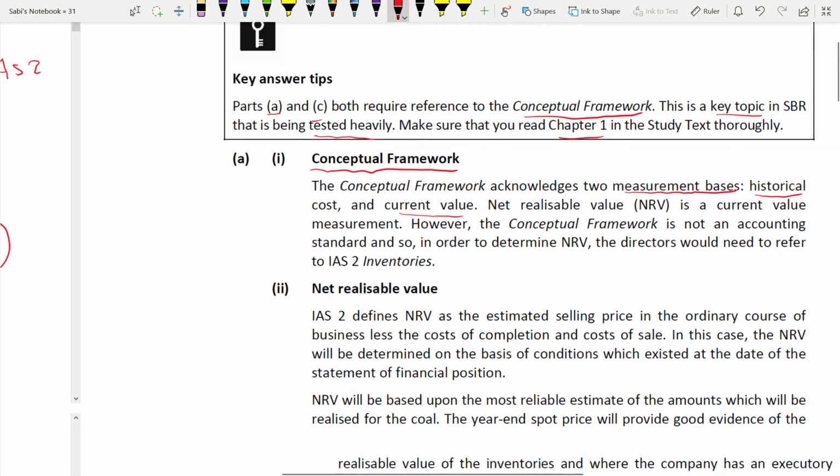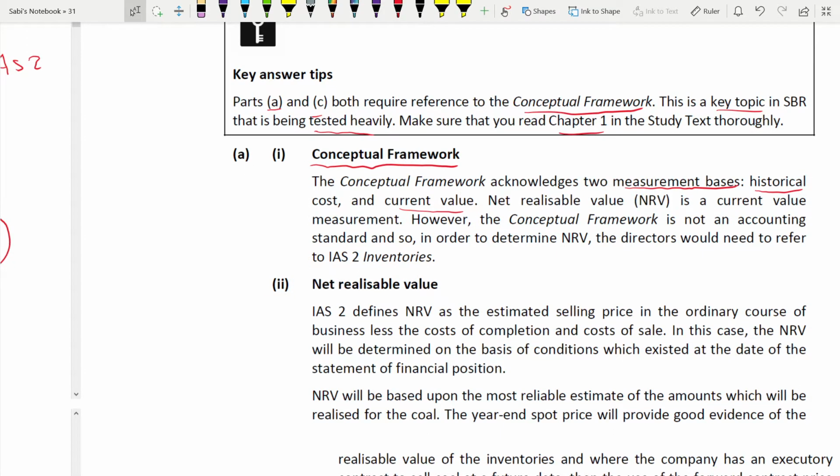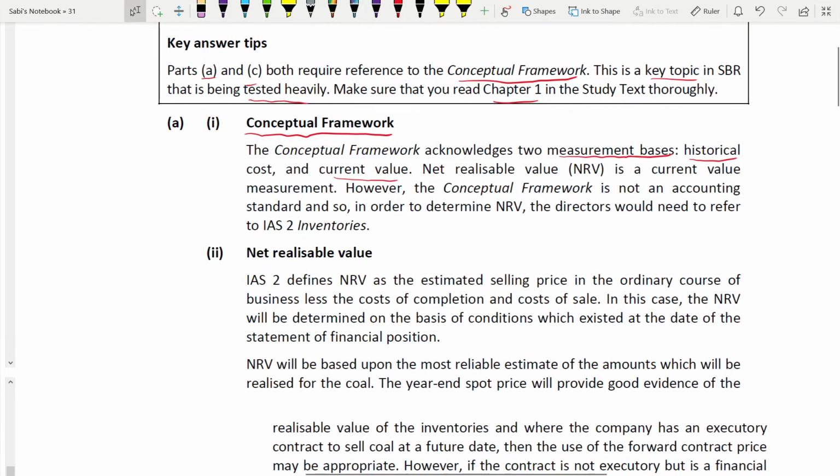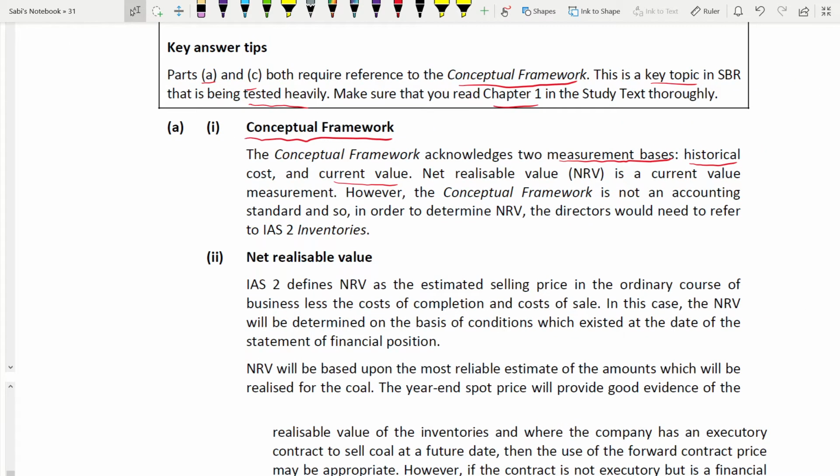If you are very thorough in your conceptual framework, you'll be very quick to write this answer. You will not find any difficulty in writing this answer. But most of the students will be struggling here if your conceptual framework knowledge is not so good. I mean they know it, they have learned it somewhere, but when they come to answer it, it's very difficult because the conceptual framework has so many aspects. Which one to answer?